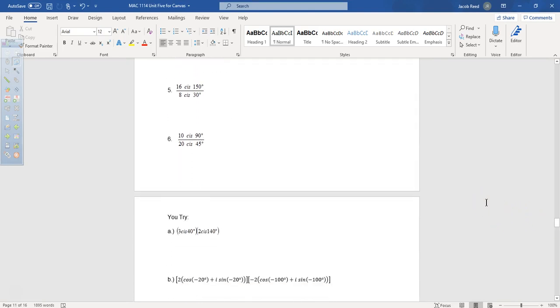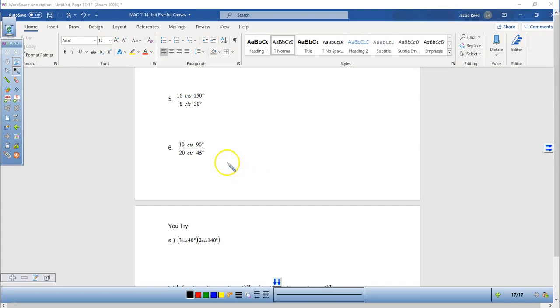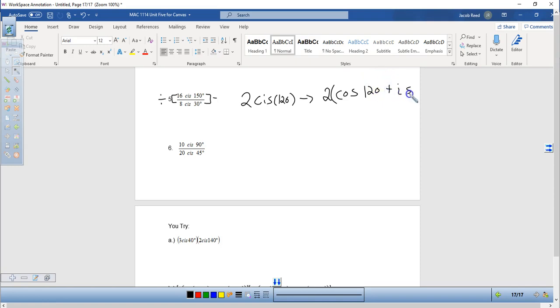Okay, number 5. Now we're getting into the division ones. Division ones work the same kind of thing. 16 and 8, these are divide. 15 and 30 are subtract. So I now have 2 cosine 120 degrees plus i sine of 120 degrees. Let's convert to rectangular form. So that's 2 times cosine of 120 degrees plus i sine of 120 degrees.